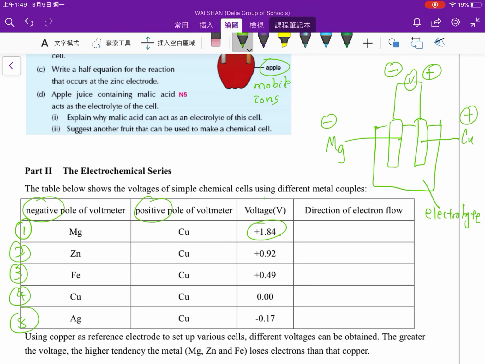Then we know that the electron will flow from magnesium to copper. In the second case, with zinc, the voltage is still positive, so it's flowing from zinc to copper. In the third case, with iron, it's still positive, so it flows from iron to copper. But when both are the same, copper and copper, the voltage is 0, so we know there is no electron flow.